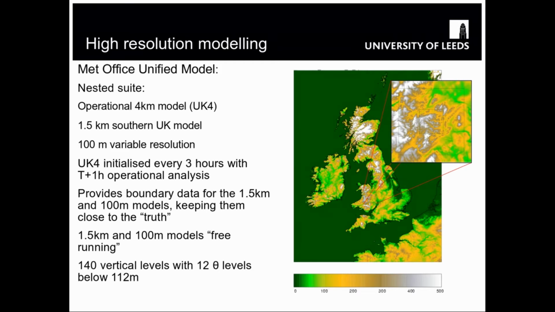And we had 140 levels in the vertical, with about 12 of the temperature levels below 100 meters. So it's relatively well resolved for atmospheric models, and certainly higher resolution than we would be running operationally.